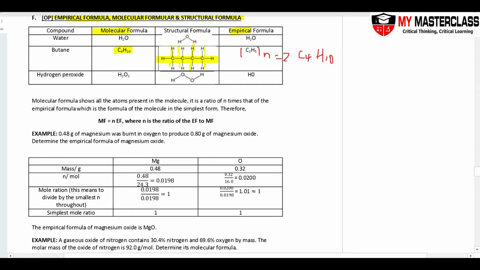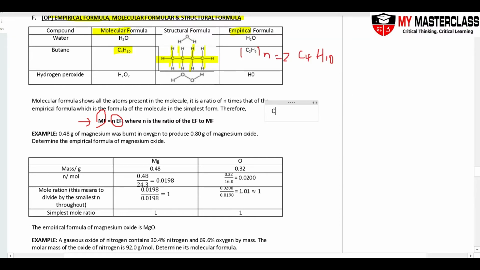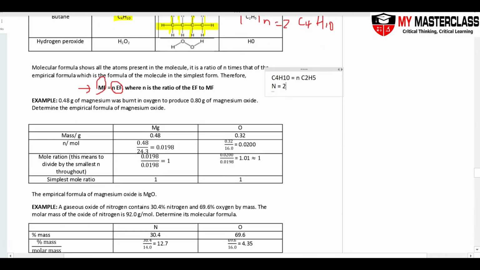Okay, so using this idea, we have this formula over here. The molecular formula equals n times the empirical formula, where n is the ratio. So if I use this example of C4H10, it equals n times the empirical formula C2H5. So if I count it, n will be equal to 2. So that is their ratio. Using this idea, we are able to answer questions to find your empirical formula as well as determine your molecular formula.